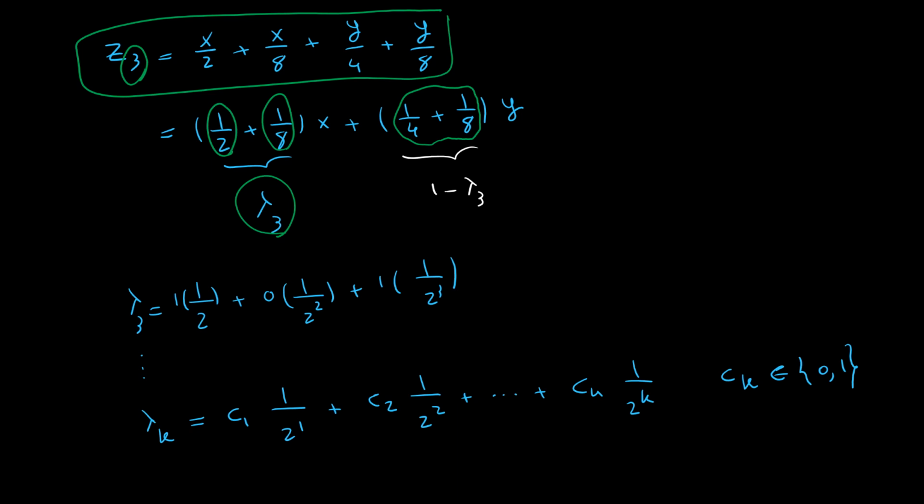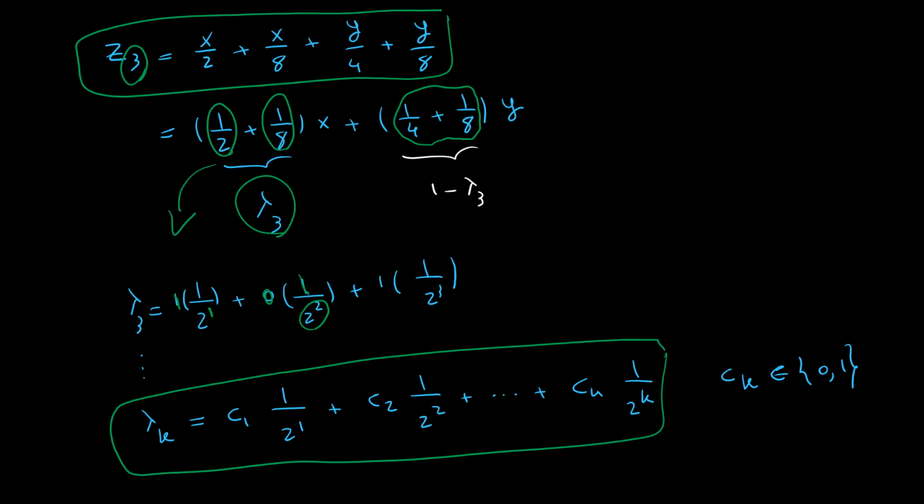So let's try to characterize these numbers here. It is 1 times 1 over 2 to the 1, plus 0 times 1 over 2 to the second, plus 1 times 1 over 2 to the third. And if I keep doing this k times, I will get something like this: c1 times 1 over 2 to the 1, c2 times 1 over 2 to the second, and so on. The c_k's are 0 or 1.